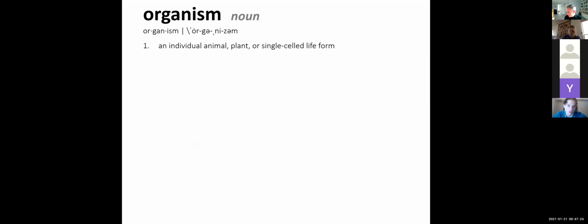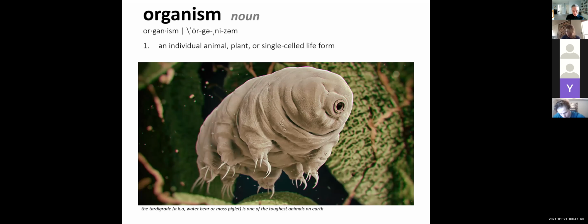Next, we have organism, right? An organism is an individual animal, plant, or single-celled life form. In other words, it's basically any living thing, but it's one instance of that living thing. It's not a group of them. This is an example of an organism. This is a tardigrade. It's a badass little animal, actually. It's less than 1 millimeter long, and it's usually found living in moss, which is why it gets its common name as moss piglet or water bear. It's got the most adorable names ever, but it's actually a really super tough little creature.